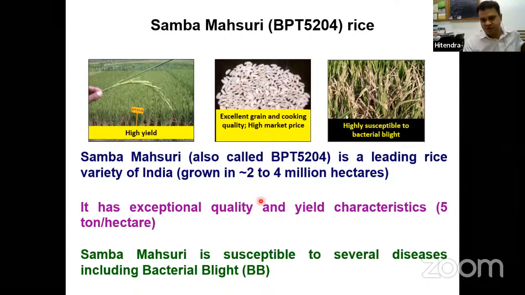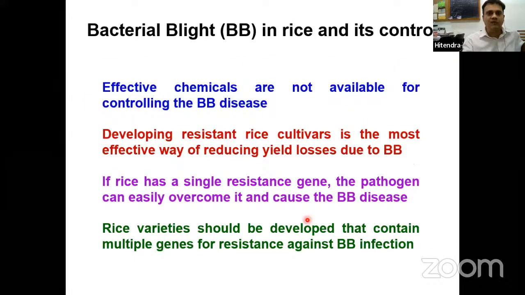It has exceptional quality, and also it is a high yielding rice variety. But this variety is susceptible to many diseases, including bacterial blight. Okay, and what we have observed, our farmers also came to us and they told that there are no effective chemicals to control the disease, and the best way to control this disease is to develop resistant rice varieties.